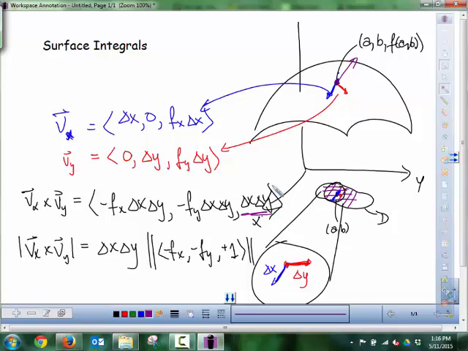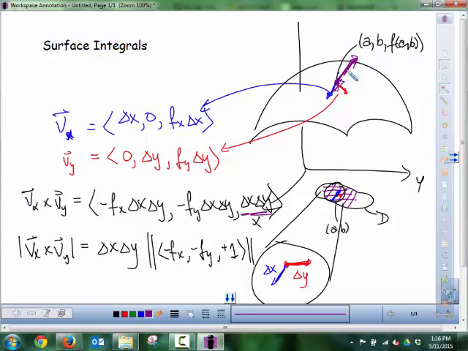Positive 1, so it goes up. So it goes up like this. So this is perpendicular to both of these vectors, and that's positive. So the direction of your normal vector gives you the orientation of your parameterization.